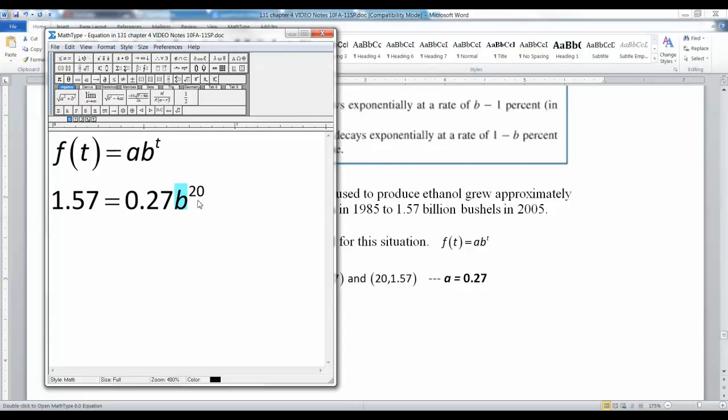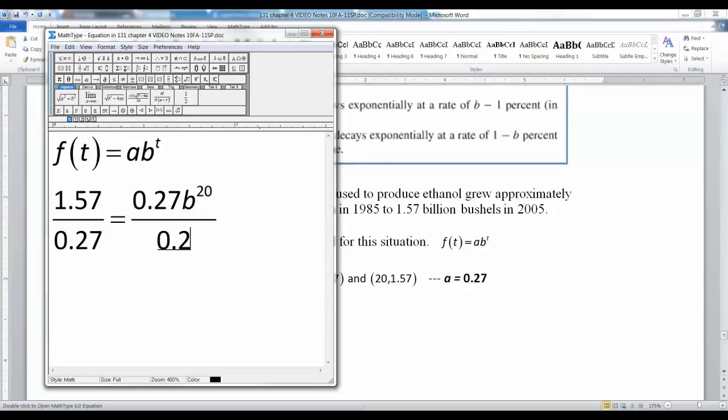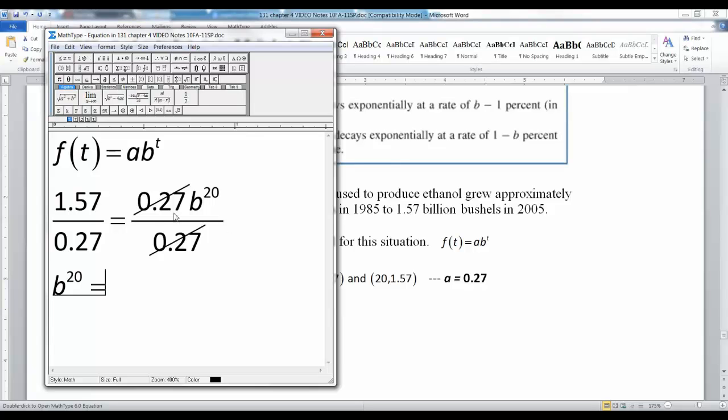We already know how to solve this for B. We already practiced that several sections ago. We're going to divide both sides by 0.27 because you want to get the B part by itself, and that will cause this to divide away to 1. So it'll be 1 times b to the 20, which is just b to the 20. I've reversed the order because I like my letters on the left.